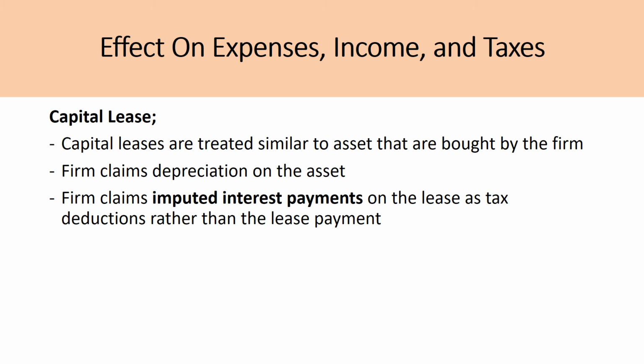So a firm claims depreciation on the asset rather than an operating expense as it would for an operating lease, and the firm claims imputed interest payments on the lease as tax deductions rather than the lease payment. And this is important. So there are 2 charges for capital leases, and there's 1 charge for an operating lease. So the 2 charges are the depreciation and the imputed interest payment.